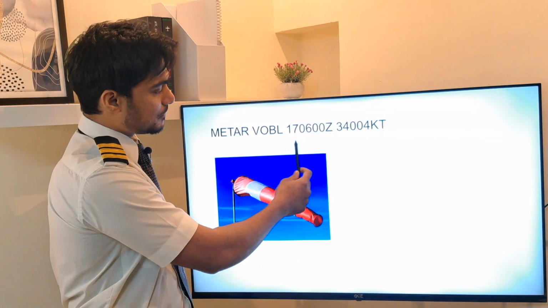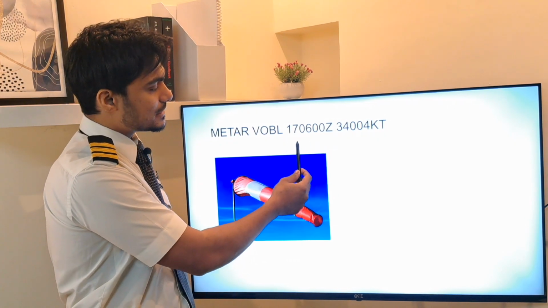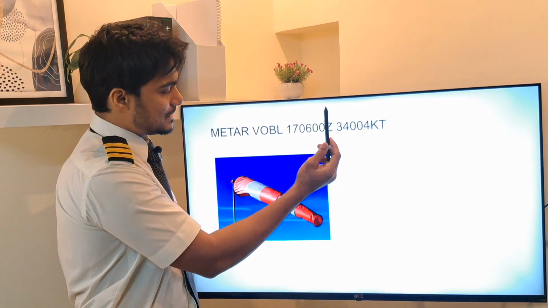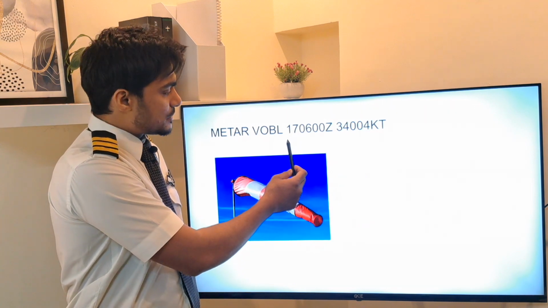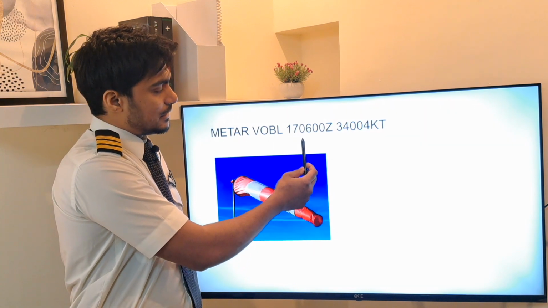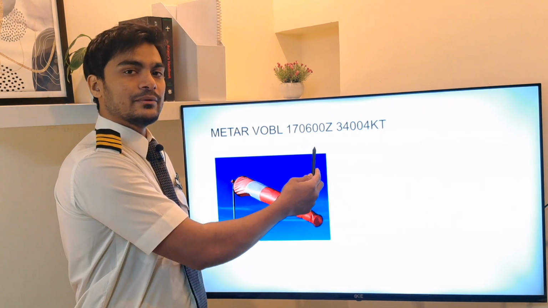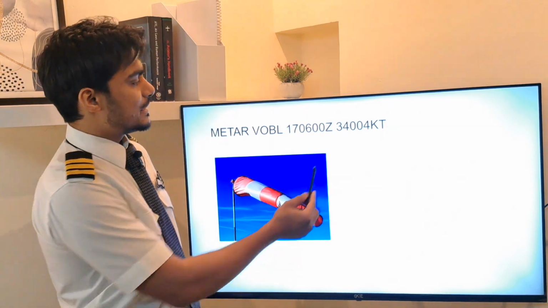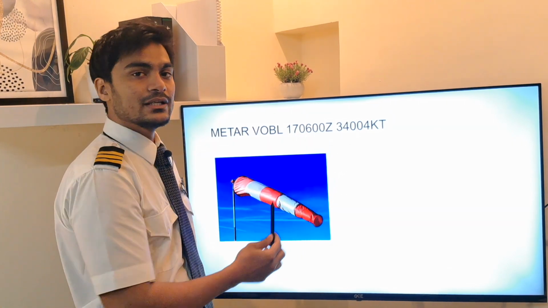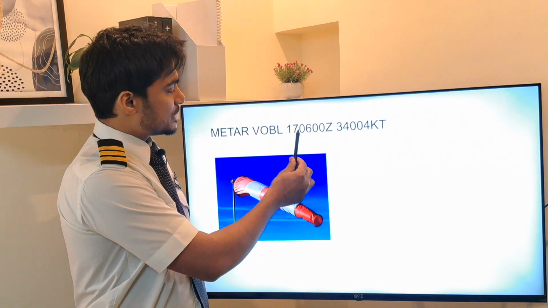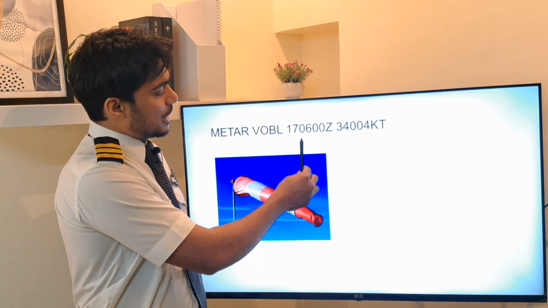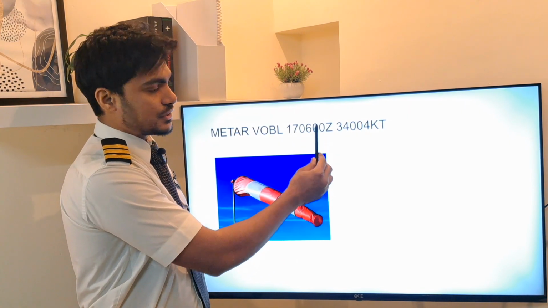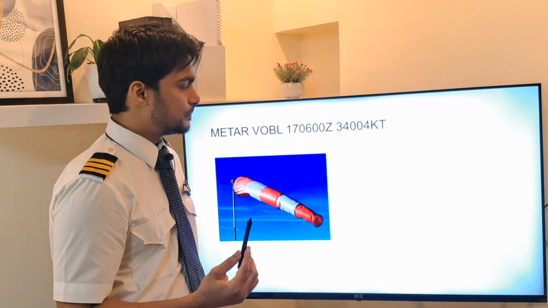Then the next coded information we have is 170600Z. The first two digits signify the date. Then the next four digits signify the time in hours and minutes format, and the Z signifies that this is in UTC format. So it is issued on the 17th at 0600 UTC, or you can pronounce it as Zulu.